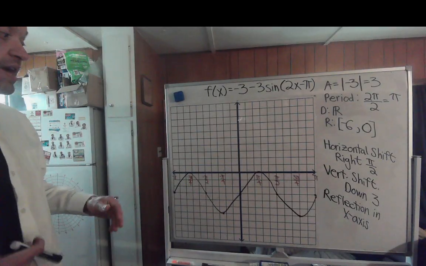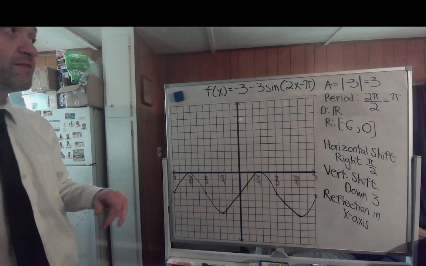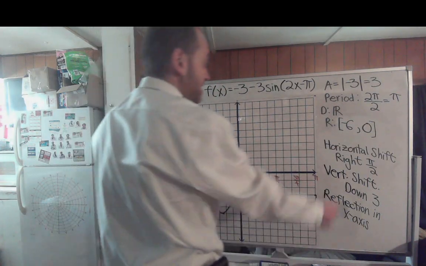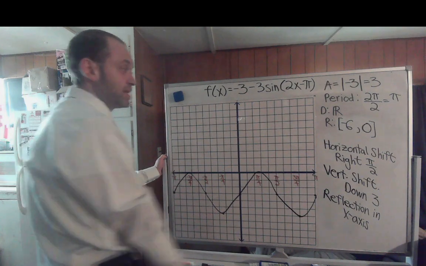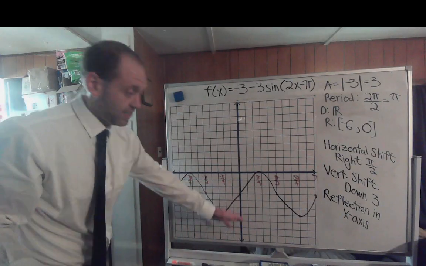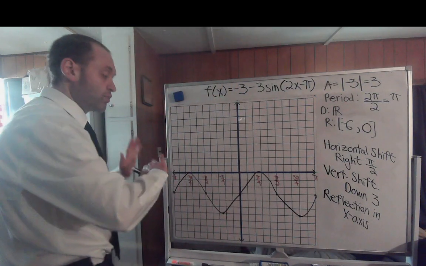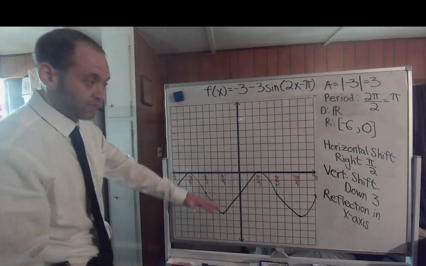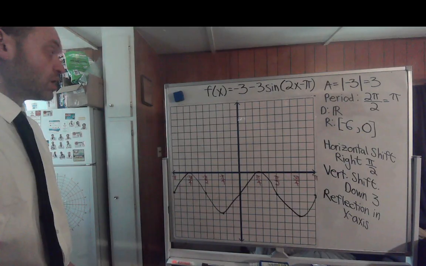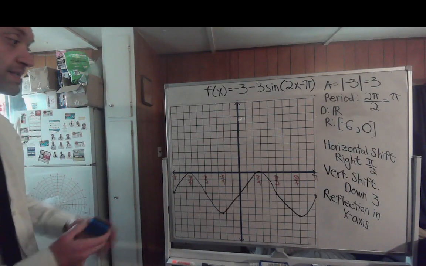So there is the graph of this function here, shifted from the normal sine of x with an amplitude of 3 with a period of pi, domain of all real numbers. Your range became -6 to 0, and your graph reflects that range very well. You have a horizontal shift right pi over 2 units, a vertical shift down 3, and a reflection in the x-axis. So yeah, what a mess, huh? That was definitely a mess.